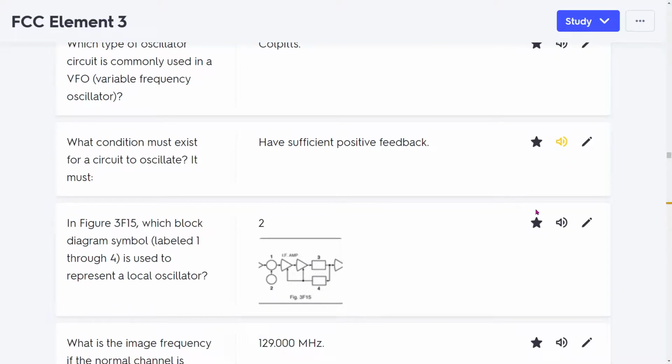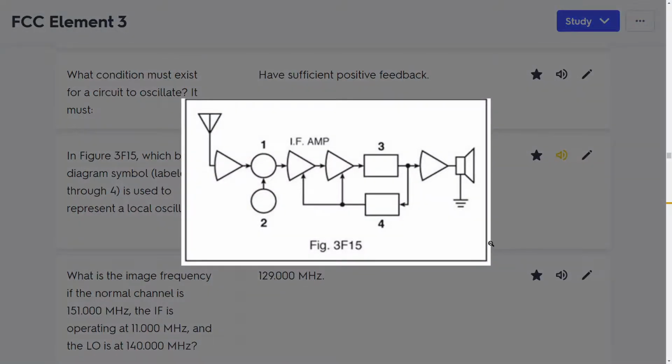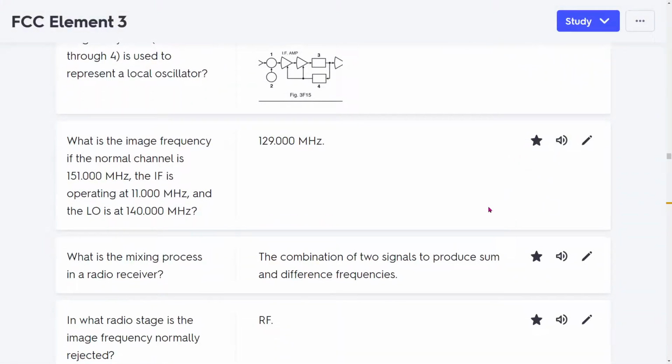What condition must exist for a circuit to oscillate? It must have sufficient positive feedback. In Figure 3F15, which block diagram symbol is used to represent a local oscillator? 2. What is the image frequency if the normal channel is 151.000 MHz, the IF is operating at 11.000 MHz, and the LO is at 140.000 MHz? 129.000 MHz.